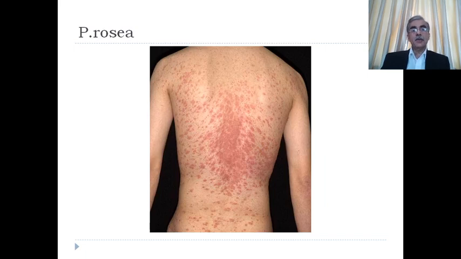The next condition is pityriasis rosea. In pityriasis rosea, we see lesions commonly on the back, arranged in an inverted fir tree appearance along the body lines, and they give a typical appearance. Sometimes there are larger lesions called a herald patch, which can be there in pityriasis rosea. Usually they are asymptomatic, but sometimes they can be pruritic. So it is a common differential diagnosis which is not a fungal infection.